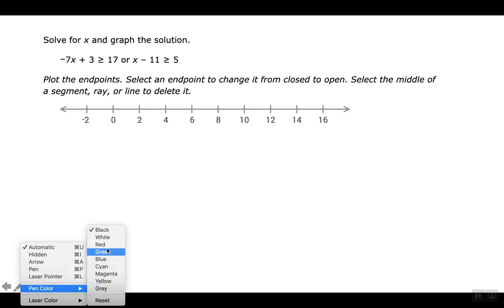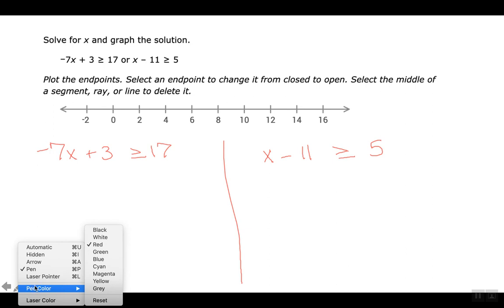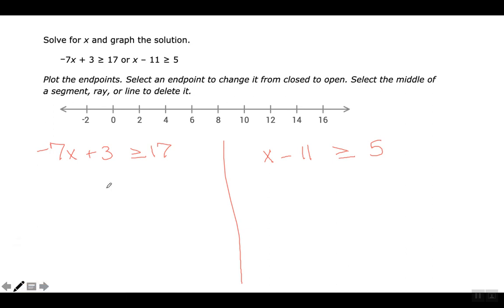Alright, so let me write the 2 inequalities. Alright, so in this one, the number that's with the variable, I move last. First, I'm going to get rid of the plus 3 by subtracting 3 from both sides.